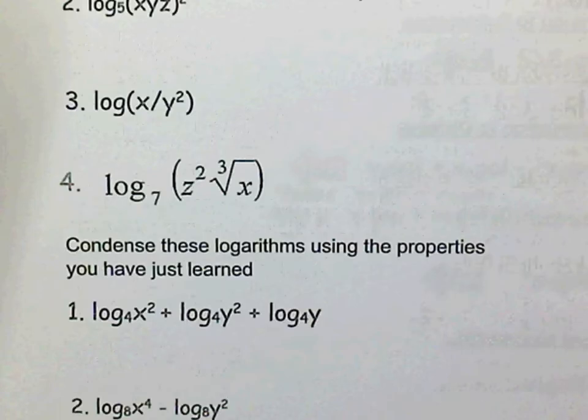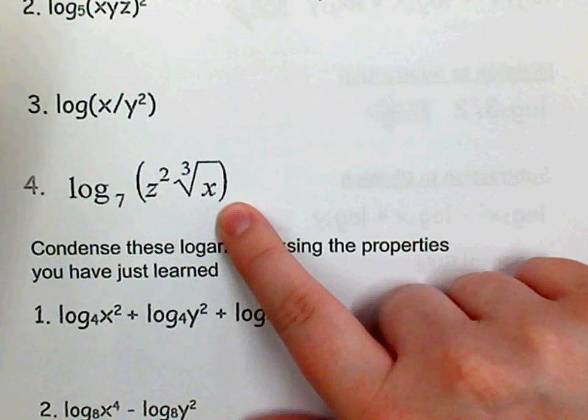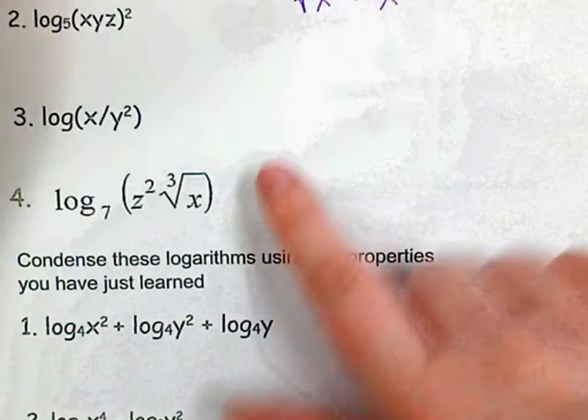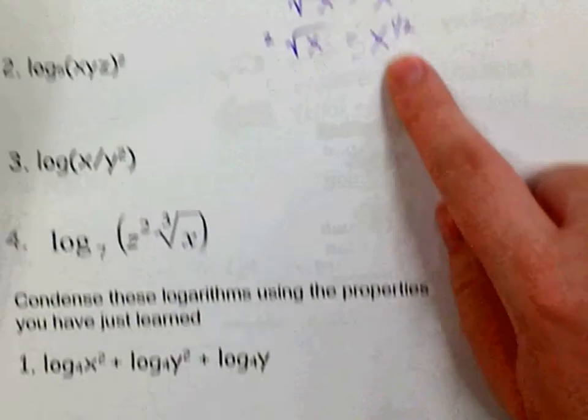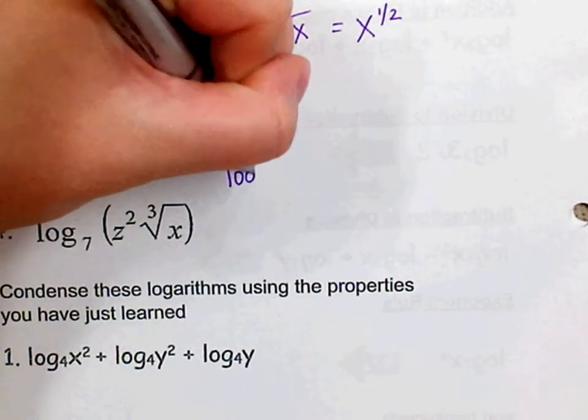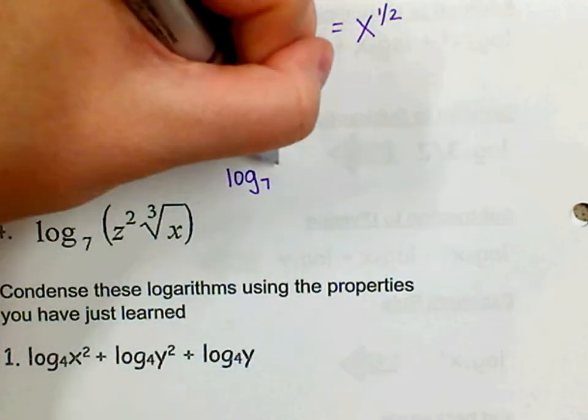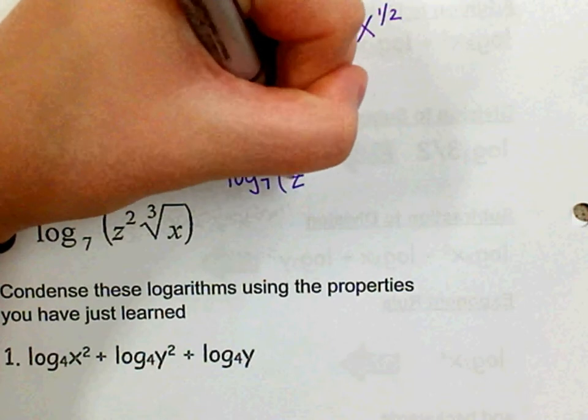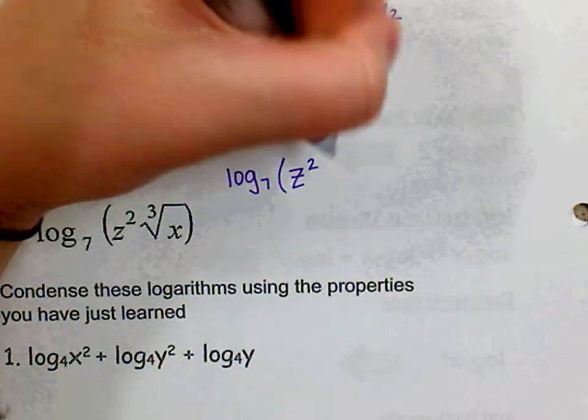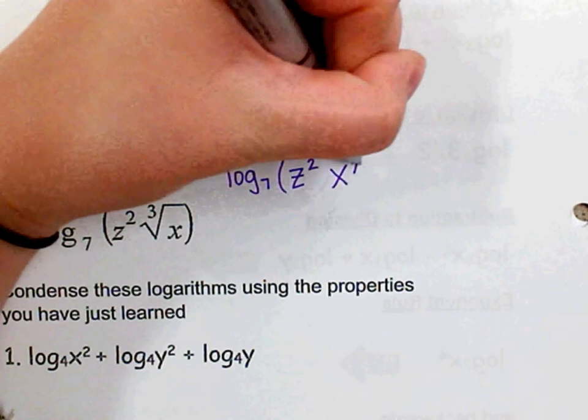Okay, so number 4. I'm going to go ahead and rewrite this using what I just told you. So I'm going to write that as log base 7 of z to the 2nd power and then x to the 1/3 power.